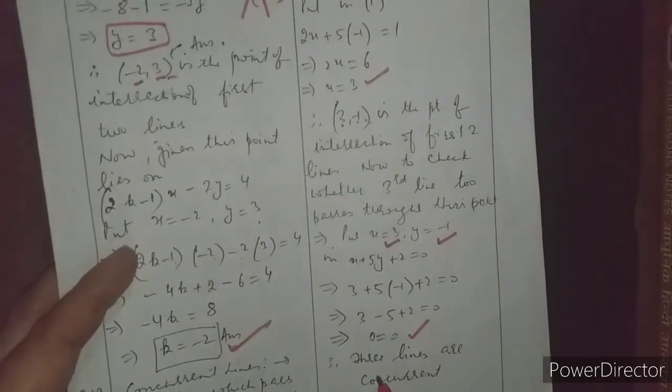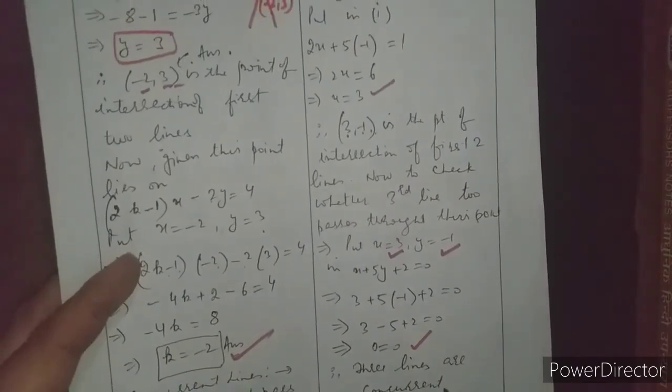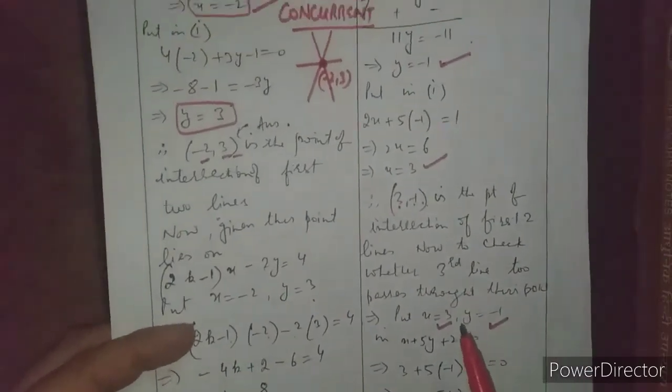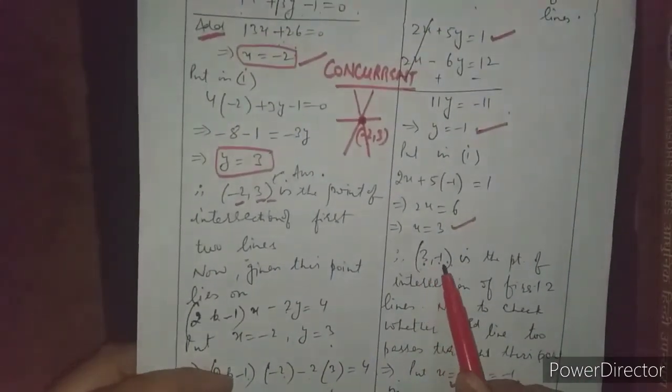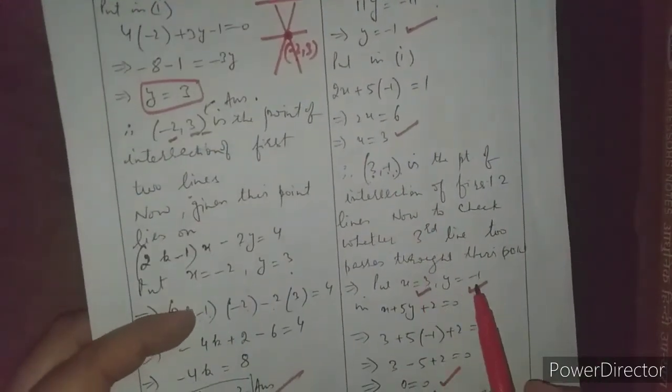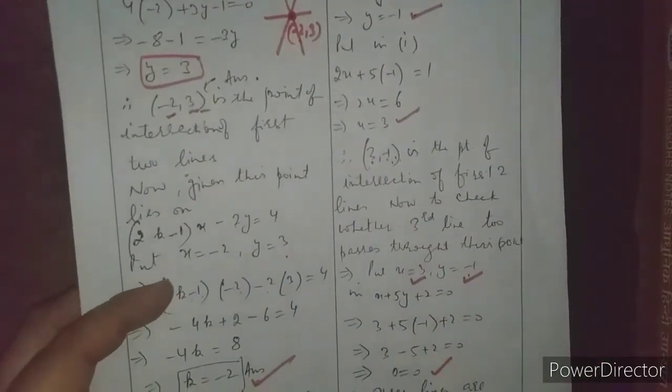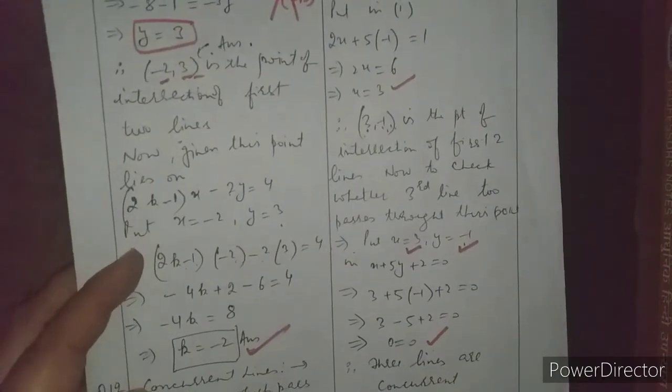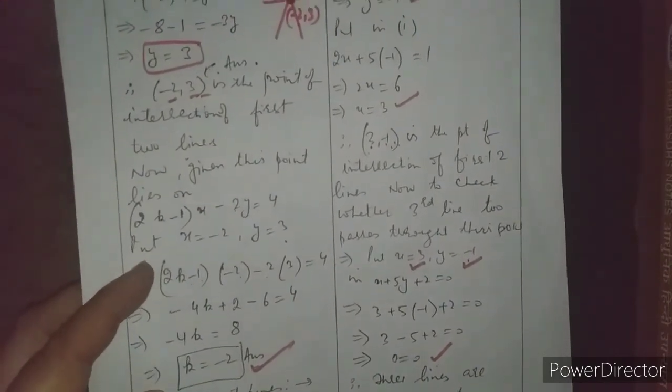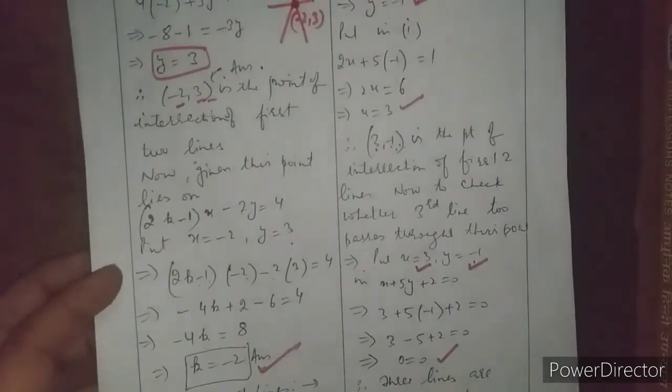0 equal to 0 means these lines are concurrent. The equation is true, meaning the point of intersection of the first two lies on the third line also. It means the equation is true and the lines are concurrent.